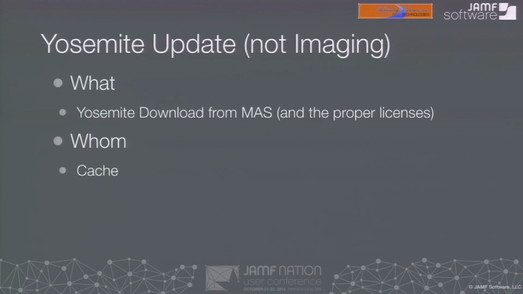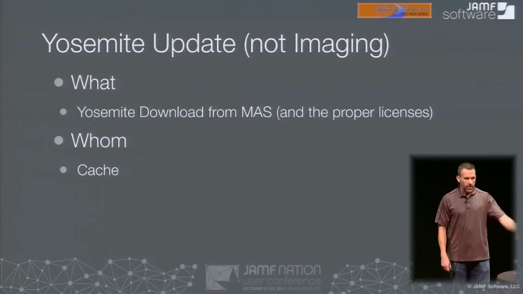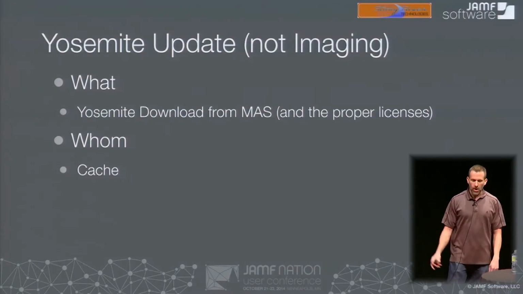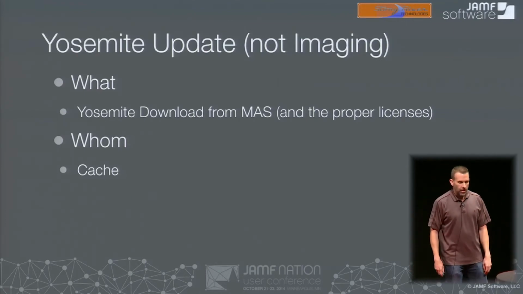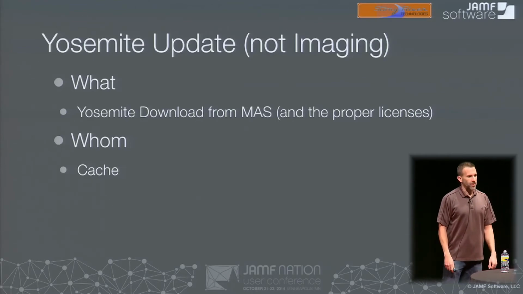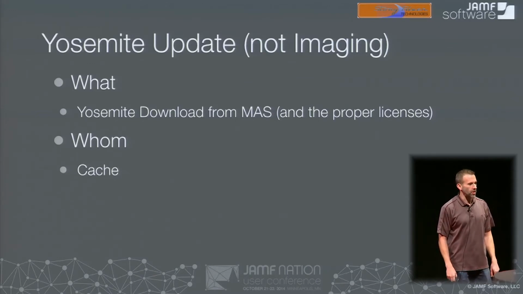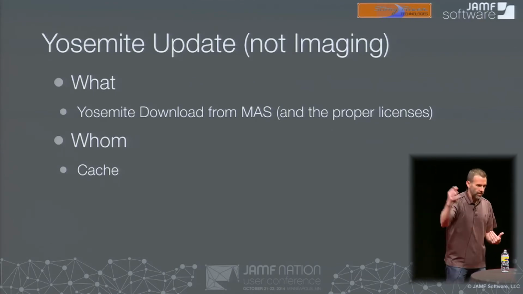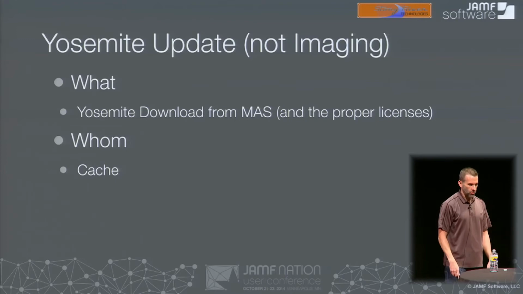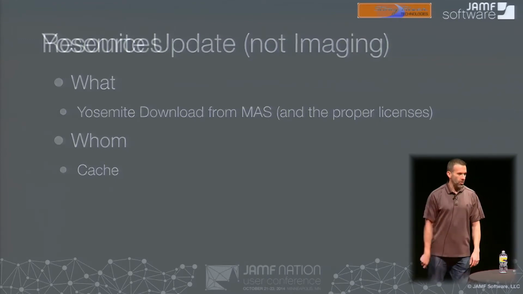So this is not an imaging workflow, obviously. This is providing the Yosemite update to your end users. Go ahead and download the Yosemite installer from the Mac App Store. I will assume you'll get the proper licensing for your organization. And then cache it. This is a great example for using the caching feature within a policy. That way, when the user has the display that says you can upgrade to Yosemite, they click Install Now, and it installs now, not try to download the 5 gig file from your distribution point. So that's what I have for policies.